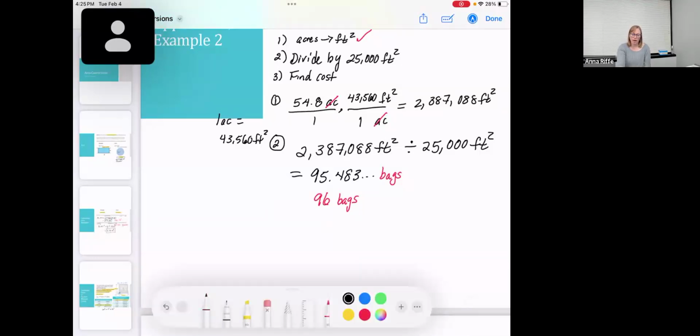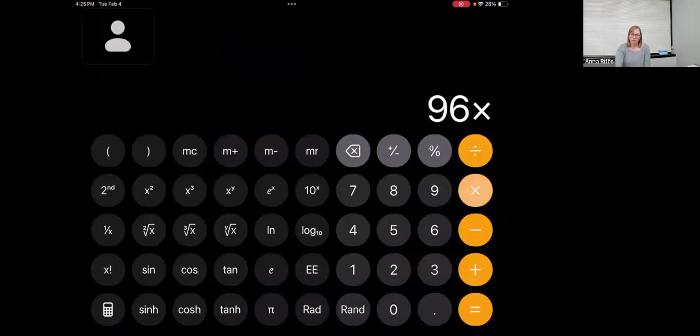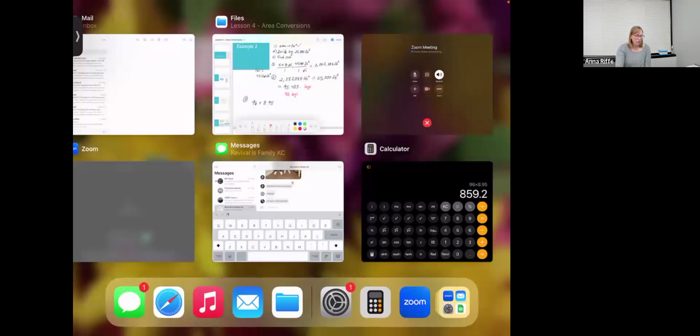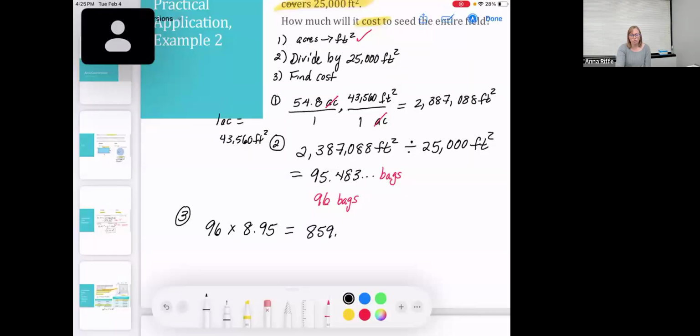Okay, so we have the number of bags. We now want to find the cost. If we need 96 bags, they each cost $8.95. So I can take my 96 bags, multiply that by $8.95, and that gives me $859.20, it appears.